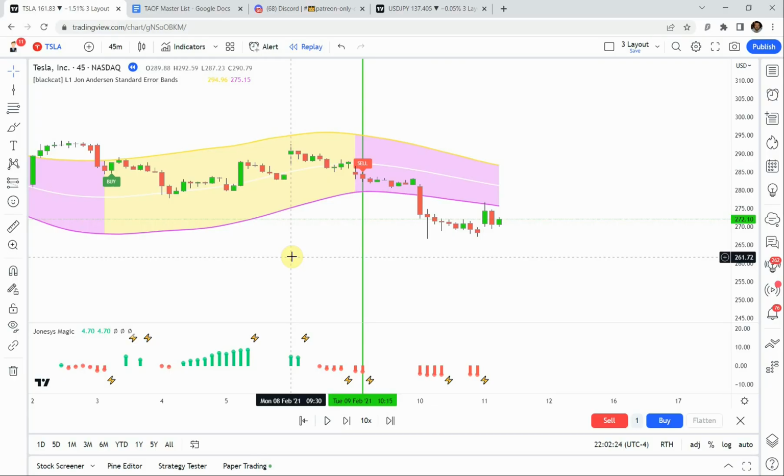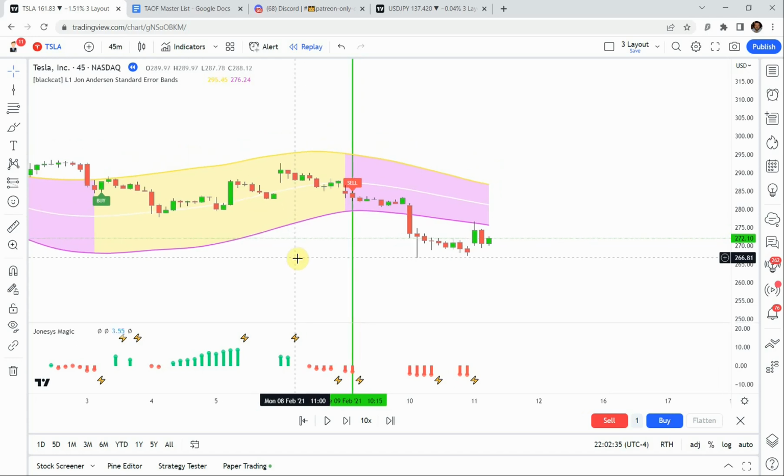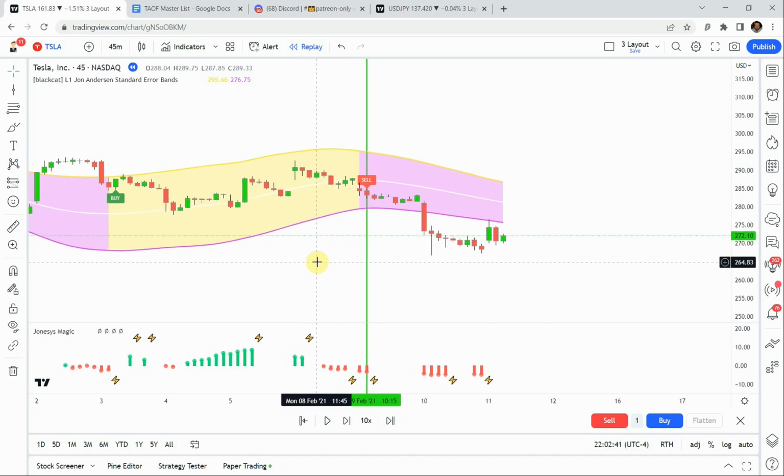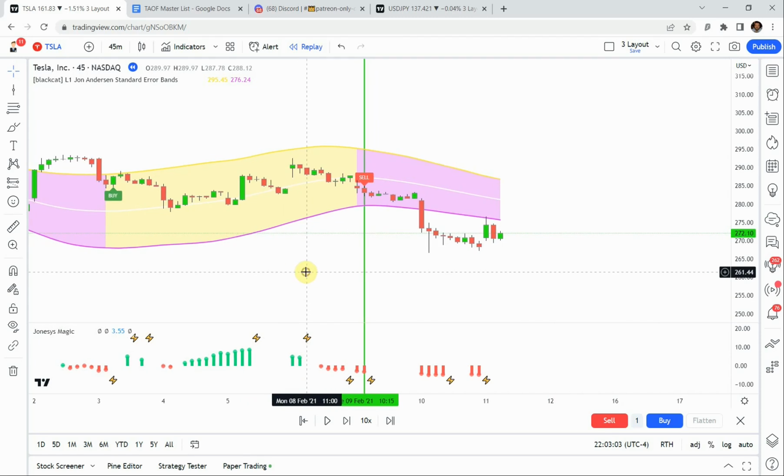All right, as I said, today we will be looking at a day trading strategy. Technically, it's not necessarily a day trading strategy. This definitely tends to work more on a swing trade than it does a day trading strategy. But that's all right. We'll go ahead and take a look at it anyway. It consists of two different indicators. One is the John Anderson standard error bands, which is the one here on top, and the other one is the Jonesy's magic indicator down here on the bottom.